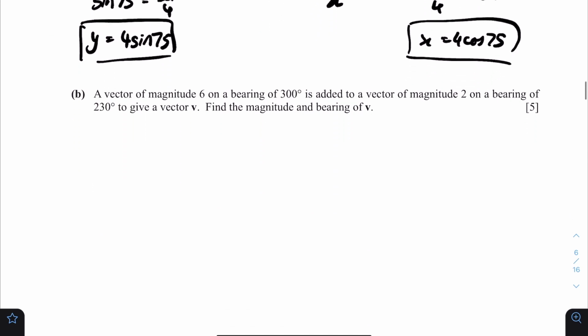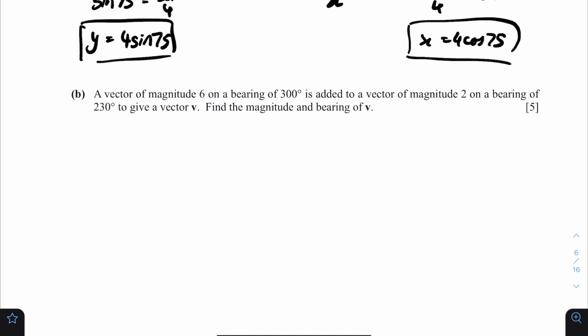So a vector of magnitude 6 on a bearing of 300 degrees is added to a vector of magnitude 2 on a bearing of 230 degrees to give a vector v. Find the magnitude and bearing of v. All right, so what we're going to do is figure out in terms of i and j what each vector is. So magnitude 6 and a bearing of 300. Let's just draw that scenario.